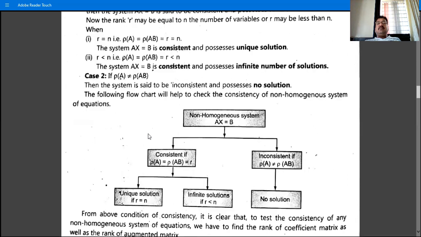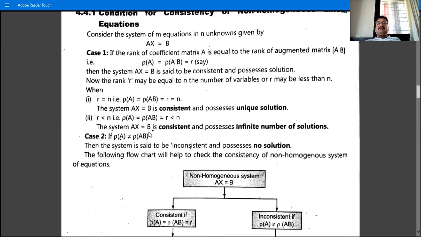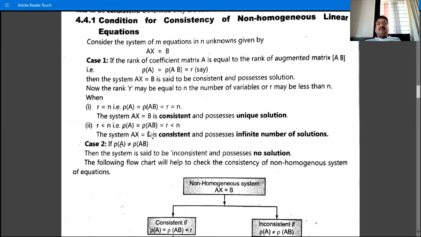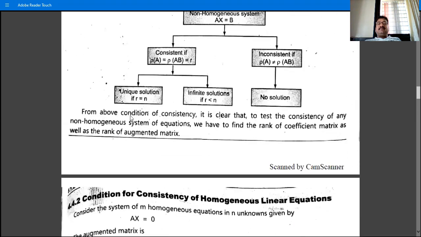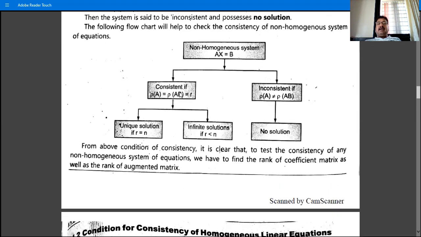N means the number of unknowns in that system. So if these three are equal, that is, if rank of A is equal to rank of AB is equal to the number of variables N, then we say the system is consistent and has a unique solution. And if rank of A is equal to rank of AB and is strictly less than N, the number of unknowns in that system, then the system is consistent and has infinitely many solutions.